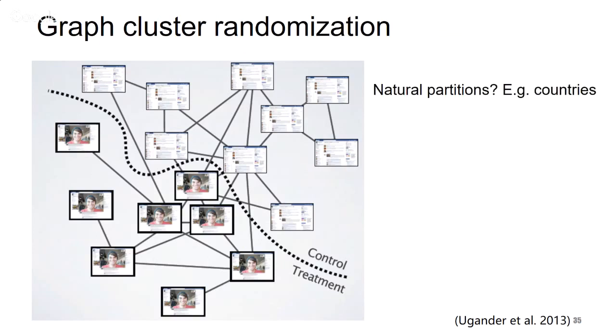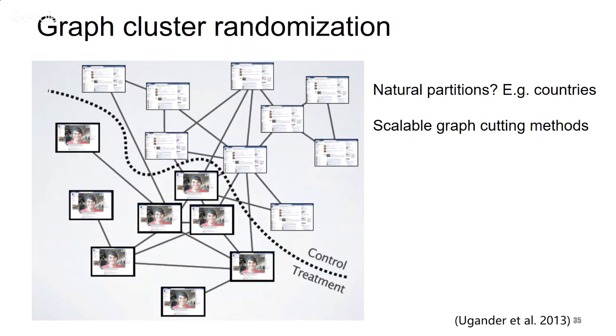So you can think of natural partitions. At a country level, you can think of Singapore being a treatment group and Hong Kong being a control group. Or if you're within the United States, you could cut along the Mississippi and then East Coast becomes treatment and West Coast becomes control. But the problem with doing a natural partition of networks is you're still ending up with two groups, which is not enough, especially if you're looking for statistical power.